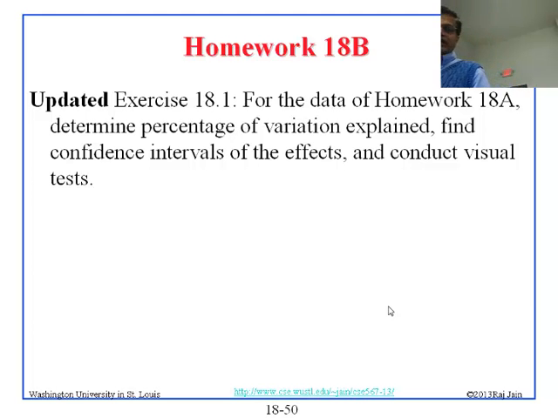Alright, so there is homework 18B, which is, you just have to do 18. That's what I was missing, that in 18A, we did not do the other thing. So we are going to do percentage variation explained and conduct the visual test. So that will be the complete homework.